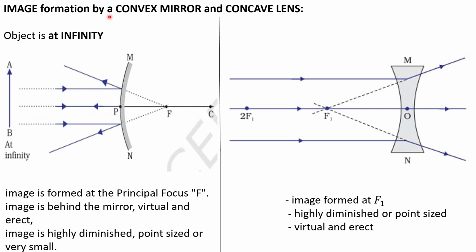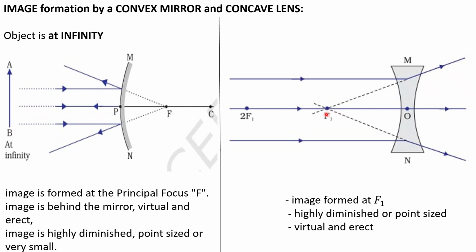Now the image formation by a convex mirror and a concave lens. When the object is placed at infinity, we know the image is formed at the principal focus. Here also, when the object is placed at infinity, the image is formed at the principal focus. So whatever, be it any mirror or any lens, whenever the object is at infinity, the image is formed at the focus. Then here the image is formed behind the mirror. In the case of a concave lens, it is a virtual image, so it is formed in front of the lens.